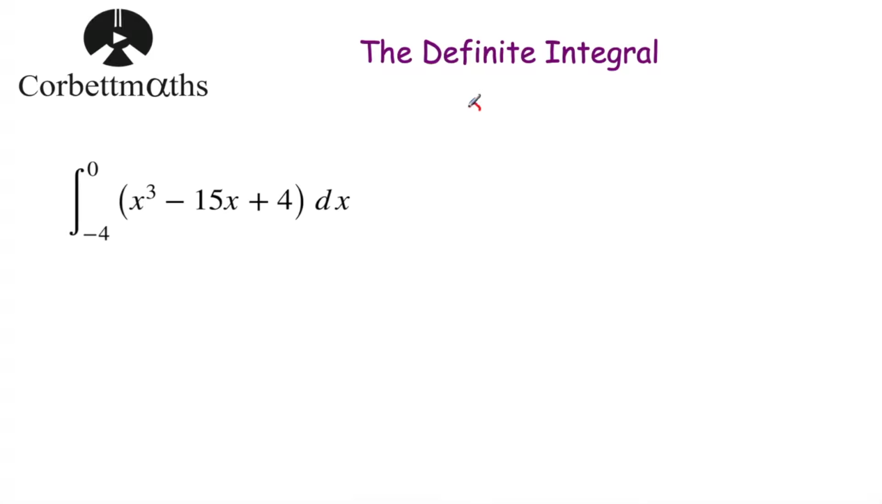Okay, so our steps are the same. So let's just try that out. 0 and negative 4. And we're going to integrate x cubed minus 15x plus 4 with respect to x. So when we integrate this, let's see what we get. So we put our square brackets down and let's integrate this.